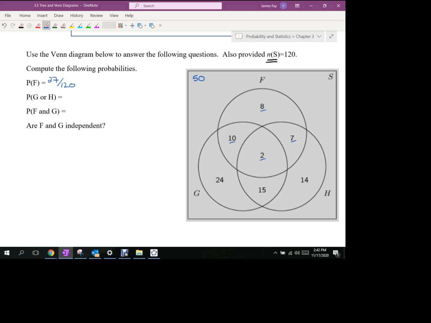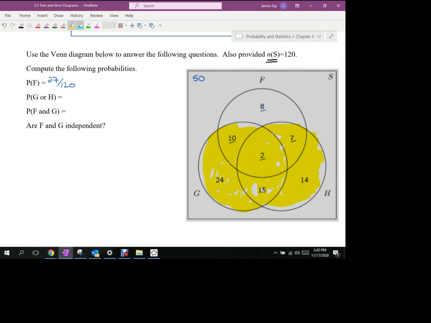Okay, so G or H. G or H, we'd be looking at all of G, and all of H.